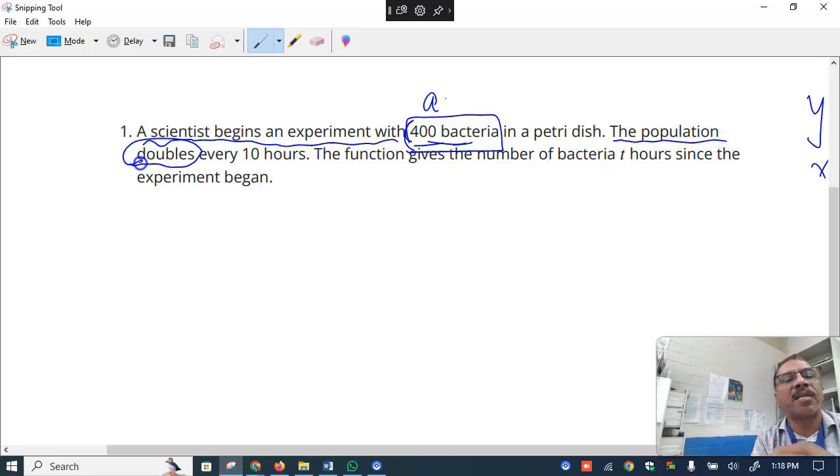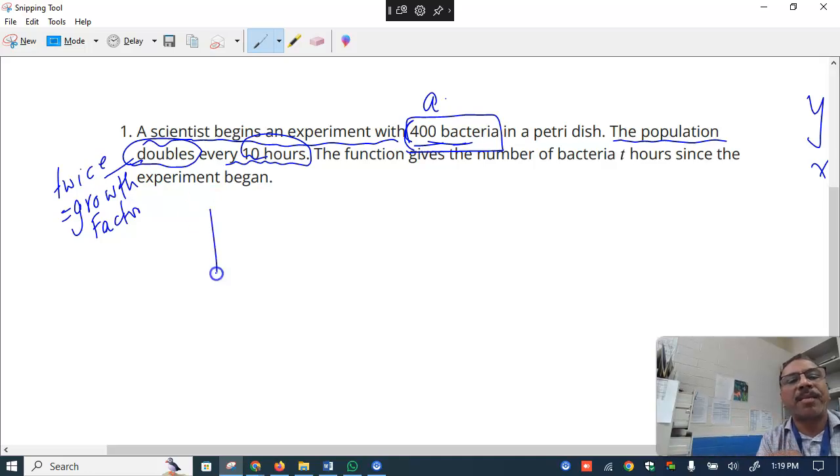The next statement is the population doubles. I will underline that, it's important. The population doubles means twice. That itself is the growth factor. So I'm just going to write here: this is growth, so that's the growth factor. And this growth factor is for every 10 hours.